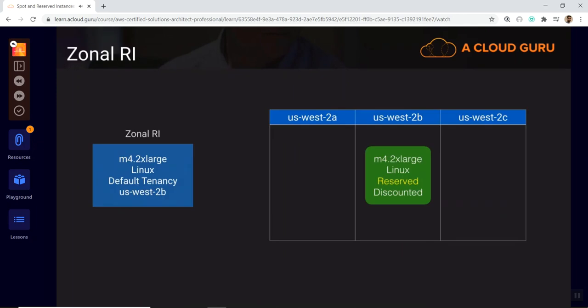So we have a reserved instance over here on the left, an M4 2X large, Linux, default tenancy, and we've chosen an availability zone, US West 2B. Amazon creates a reservation for us in US West 2B, and that's going to be discounted whenever we spin one up. And it's always going to be available. We're going to be guaranteed that compute power in that US West 2B.